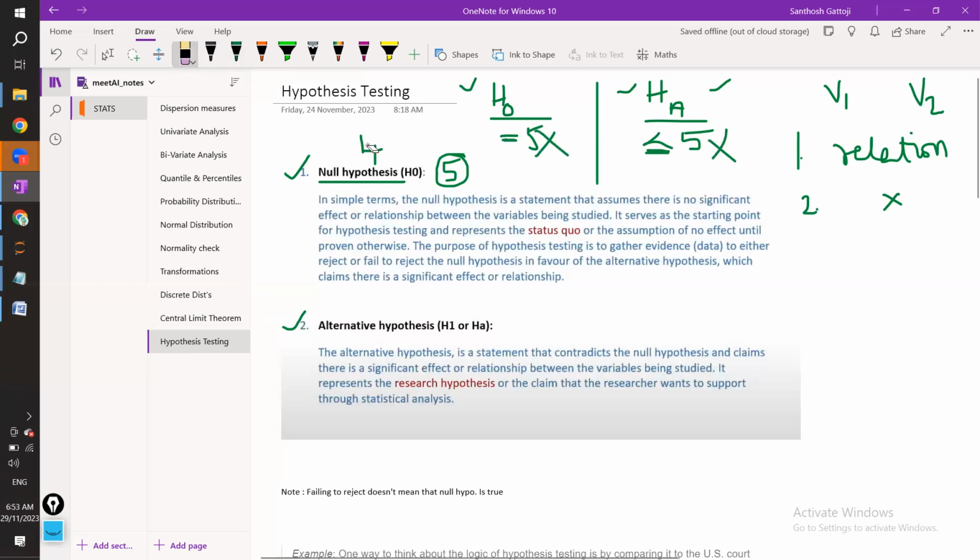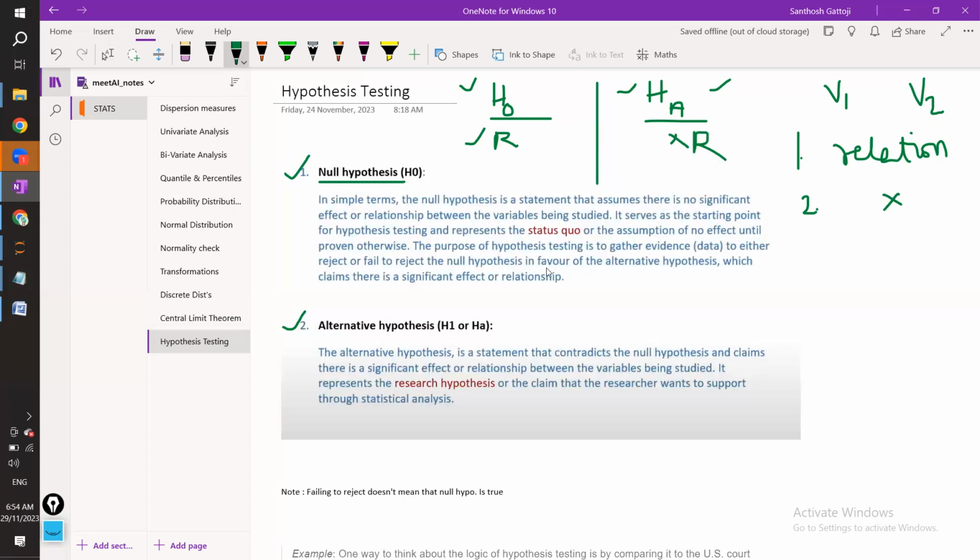The point is, we will choose null and alternate in such a way that only one of those will be true and the other will automatically be false. In other words, whatever scenarios null is not covering, alternate would cover. If null says there is some relationship, alternate will say there is no relationship at all. Finally, when you do some test and you are convinced there is some relationship, that means you are accepting null, which means you are automatically rejecting alternate.